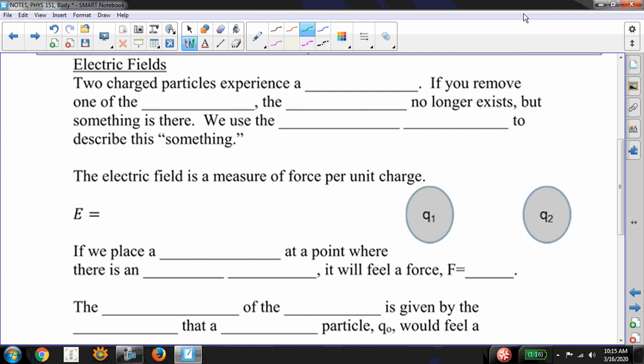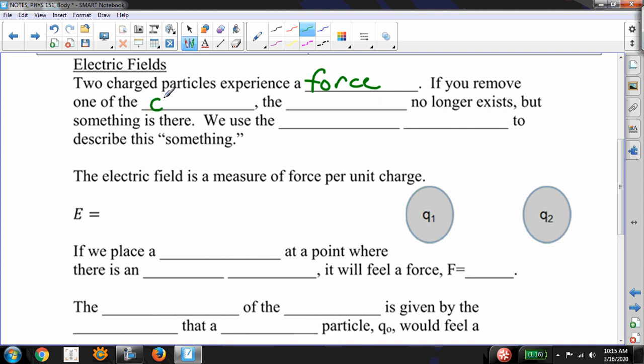Electric fields are the second of the big ideas. So remember, forces, fields, potentials. Forces describe just the force between two particles. That's described by Coulomb's law. Fields are going to be a force per unit charge. So two charged particles experience a force.